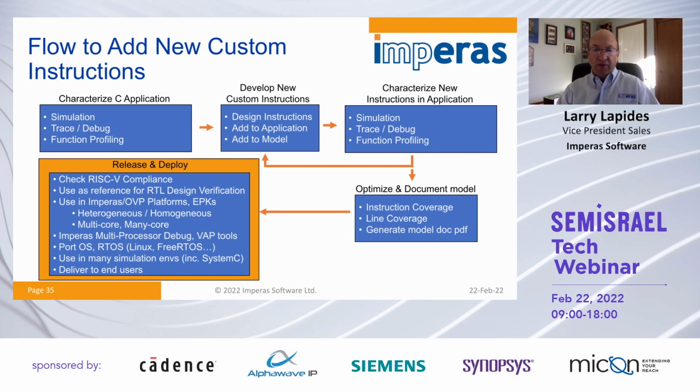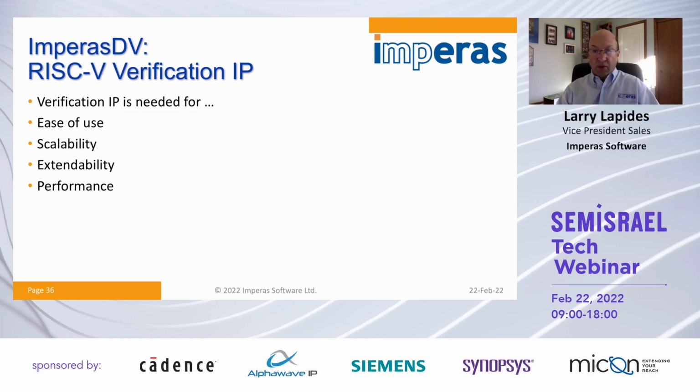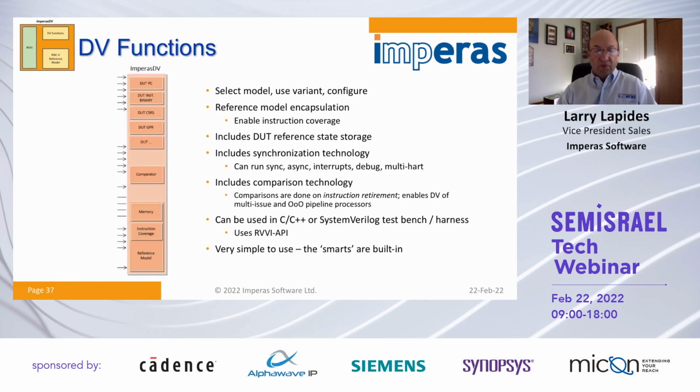The second key piece of technology is the verification IP, the Imperas DV piece of this. Verification IP is needed for ease of use. It's needed for scalability, because this is not the only RISC-V core you're going to use. Extendability, you're going to want to add those custom instructions and be able to verify those in the environment. It's needed for improving performance of your DV environment, for debug, and for schedule reduction.